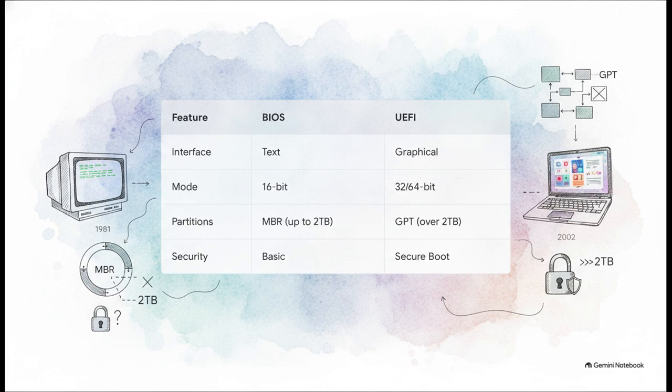Let's run a quick scenario. If a client brings you a massive 4 terabyte hard drive, which firmware must you use to actually boot from it? Well, it has to be UEFI. Why? Because BIOS, which was developed way back in 1981, operates in 16-bit and uses the master boot record. That physically limits partition sizes to a maximum of 2 terabytes. UEFI, which arrived around 2002, runs in 32 or 64-bit modes, giving it access to way more memory, and it uses the GUID partition table, completely shattering that old 2 terabyte limit.